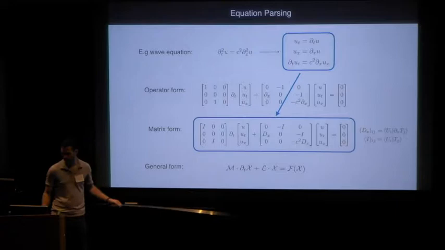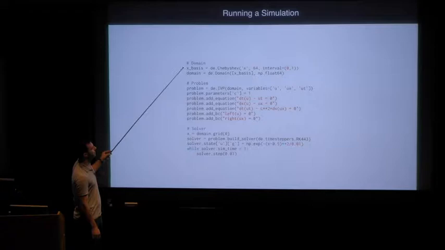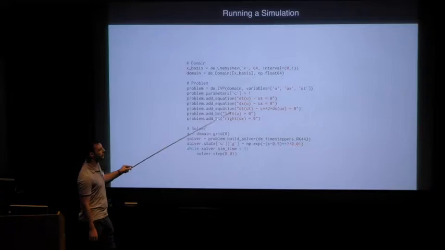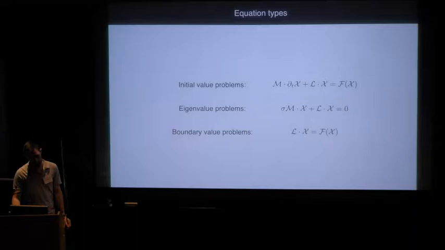The actual script to solve the wave equation looks just like the previous slide. Here you create a domain that consists of a 64-mode Chebyshev series. You create an initial value problem with these variables, and then you just type in your equations in first order form along with boundary conditions. And that's how you specify the PDE. Again, the same system handles IVPs, eigenvalue problems, and boundary value problems.